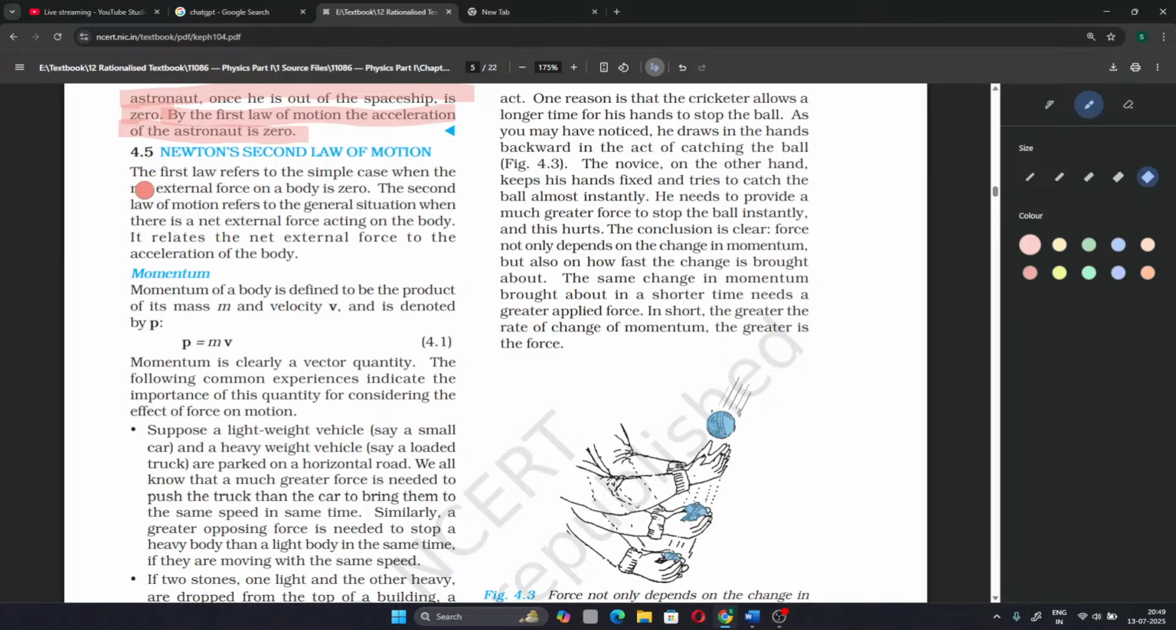Now the next main topic is Newton's second law of motion, topic 4.5, but I will not be doing it right now. I will be continuing it in my next class.